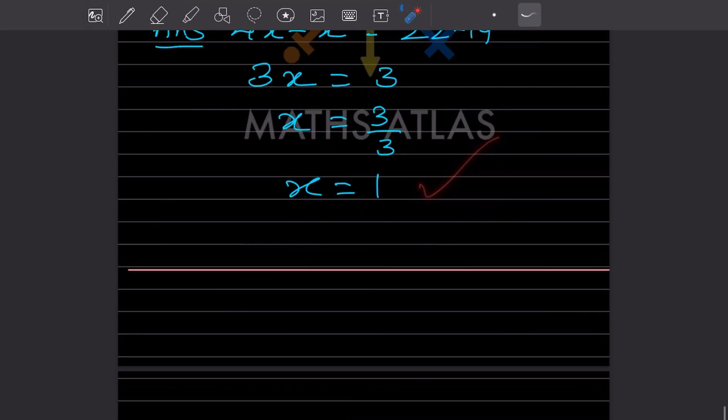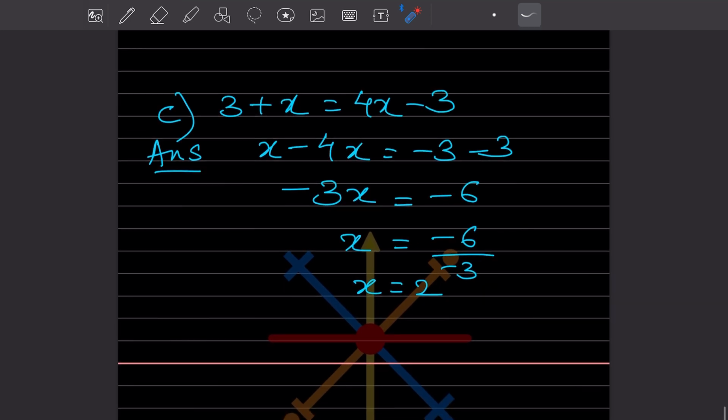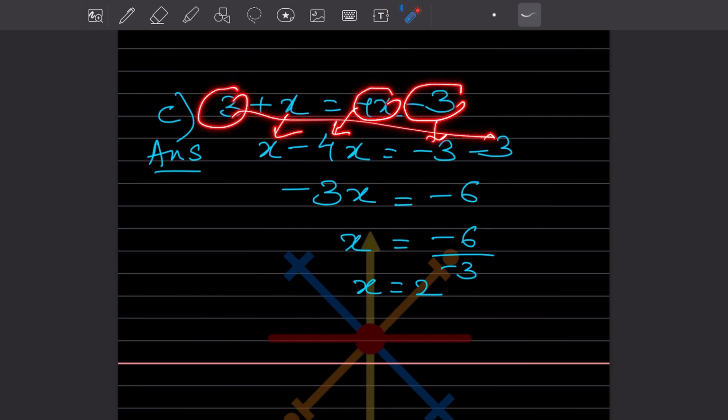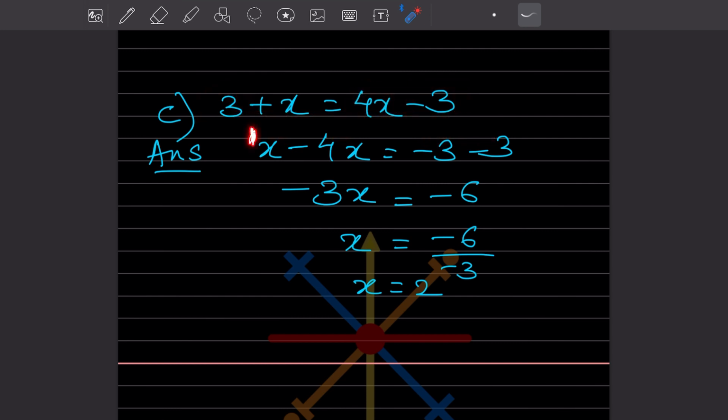So x is 1. Next problem says that 3 plus x is equal to 4x minus 3. So here this is x. This is going to be minus 4x, minus 3 as it is. And this is going to be minus 3. So here what is this? Here is 1. Okay. So what will I write here? Minus 4 and this will be 1 means this is plus 1. Why did I write that minus 4 over there? Because 4 is the larger number, isn't it? So it becomes easy later on. So I wrote here 4 minus 4 plus 1.